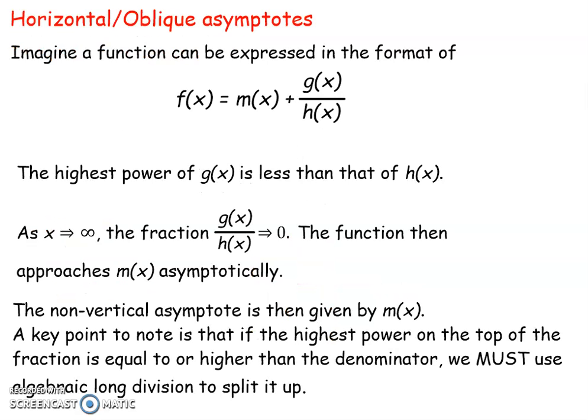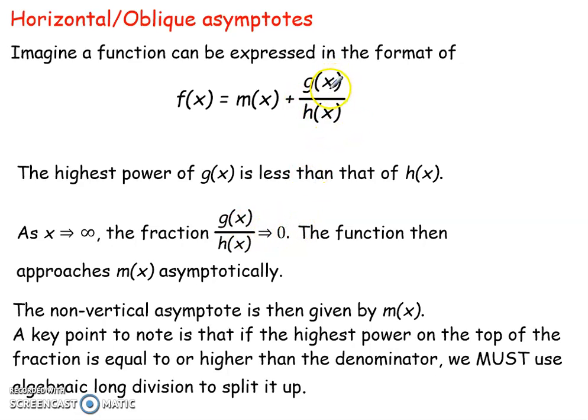The second type we said was horizontal or oblique asymptotes. So what we're going to do is imagine we take a function and express it in this format: f of x equals m of x plus g of x over h of x. Now, the g of x over h of x takes the same format as before. It's a polynomial over a polynomial where the highest power of g of x is less than that of h of x. What that means is that as x tends towards infinity, this fraction is going to tend towards 0.